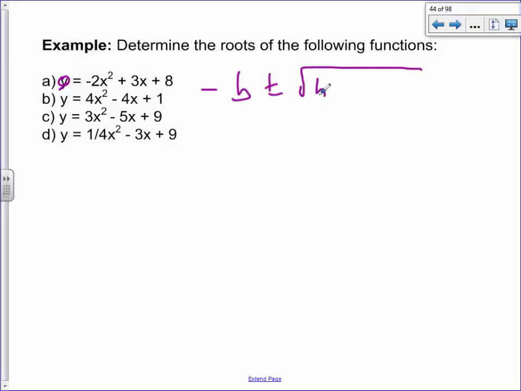And if you have a formula sheet, I believe it's on. No. Yeah, I'll give you guys one on the very first day of school.